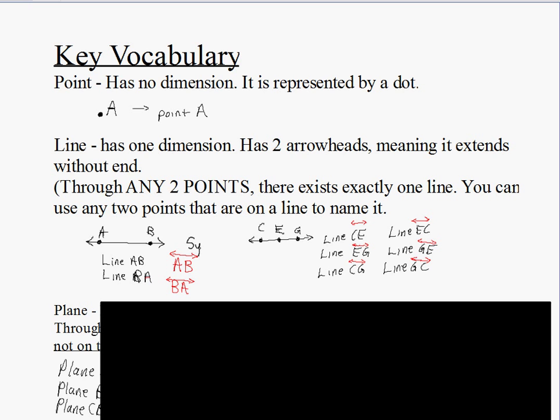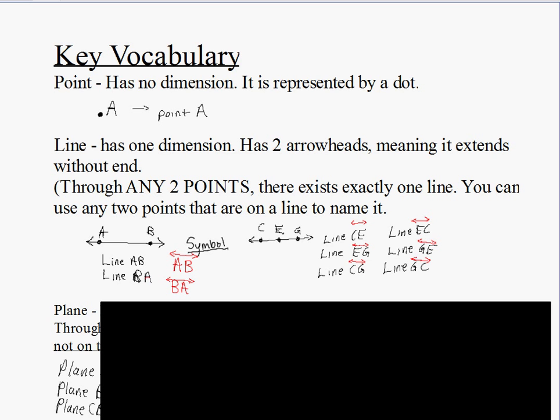Symbol. Your symbol is going to be the 2 points that you're using to name it, and a little miniature line up top with 2 arrowheads. You can also switch it and say BA, and you're still talking about the same line because one line goes between 2 points.